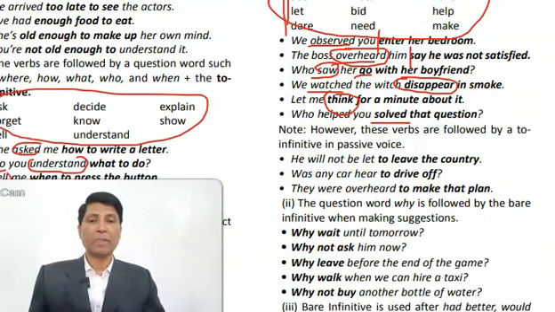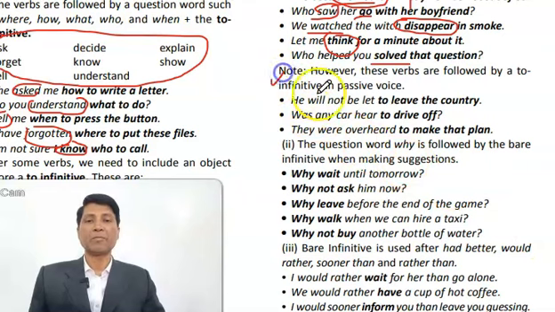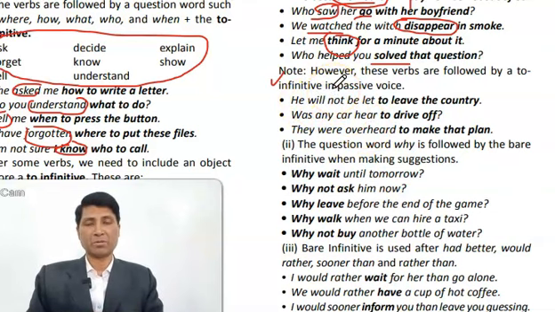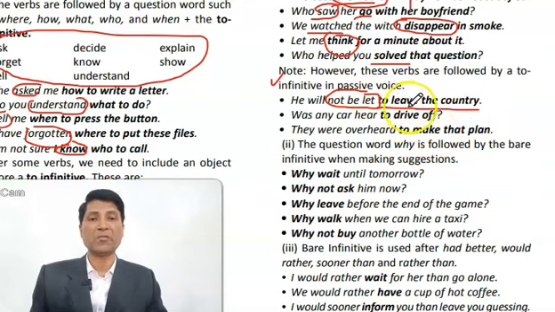Keep using them, but there is an exception here. However, these verbs are followed by a to infinitive in the passive voice. What does it mean? When the same verbs like watch, observe, or let are changed into the passive voice, then the following verb will be a full infinitive. For example, he will not be late. So here the sentence has been changed into the passive voice, and therefore you can see a full infinitive here.